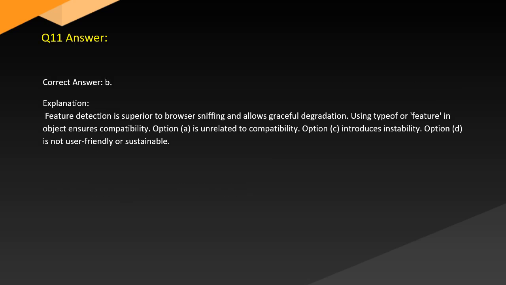Answer. Correct answer B. Explanation. Feature detection is superior to browser sniffing and allows graceful degradation. Using typeof or checking whether a feature exists on an object ensures compatibility. Option A is unrelated to compatibility. Option C introduces instability. Option D is not user-friendly or sustainable.